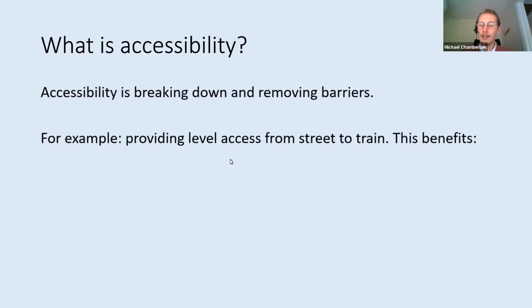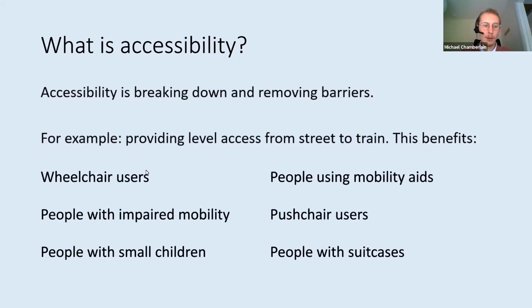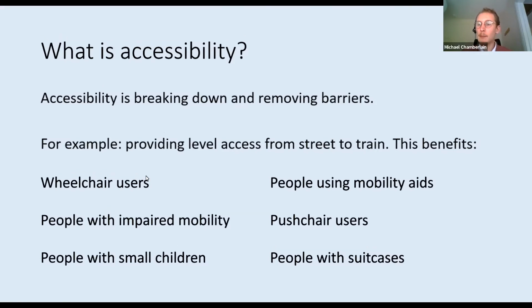So if we've got level access from the street to a train, then we've got all sorts of people who are going to benefit. Wheelchair users, people with mobility aids, people with impaired mobility but who don't use a mobility aid. And then thinking about this from a broader inclusion perspective as well, pushchair users, people with children, people with suitcases, people with dogs, bikes, everything like that.